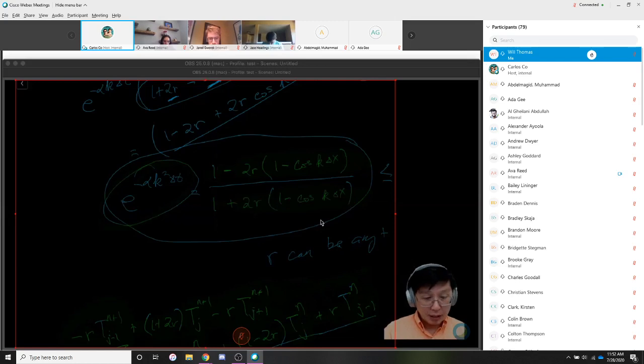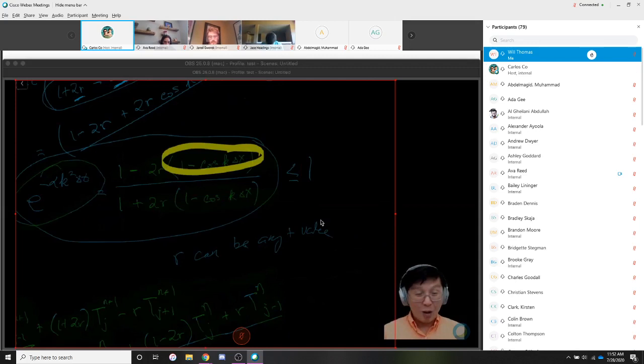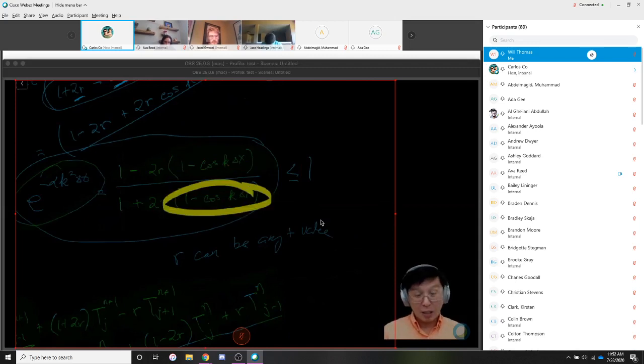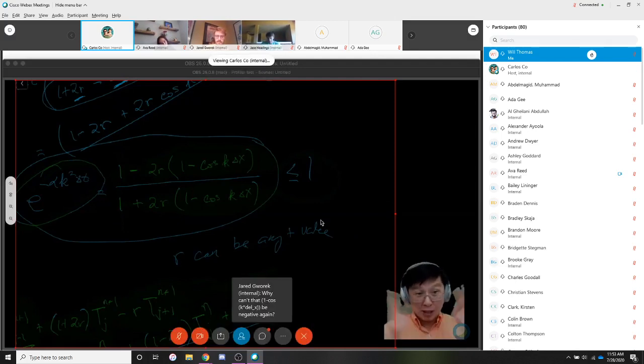And I showed you essentially that 1 minus cosine k delta x is always less than 1, and r is, of course, also positive. So this is a positive number, and that's the same positive number. If you subtract a positive number from 1, and you add the same positive number to 1, the ratio is always less than 1. And so the Crank-Nicholson method is stable for any choice of r. Whatever your time steps, whatever your position steps, it's always stable. The solution does not blow up.